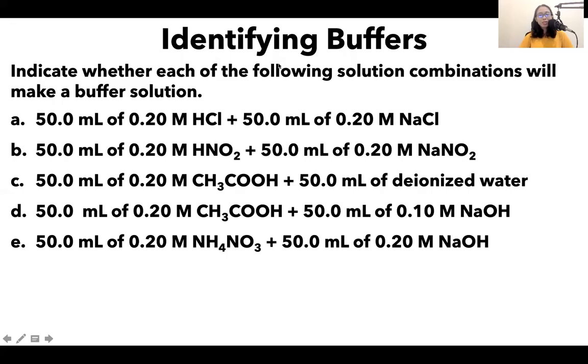Were you able to identify the buffers in this list? So let's go through them one by one.